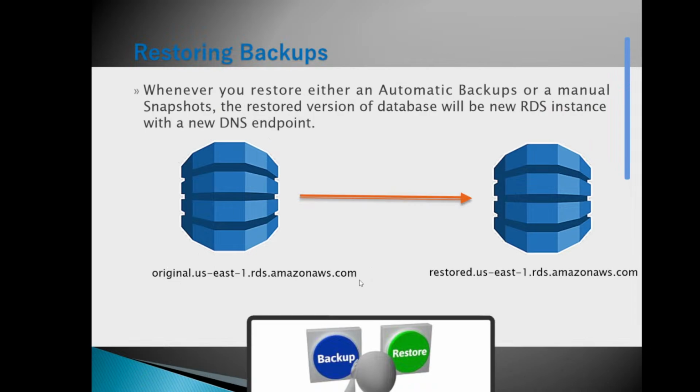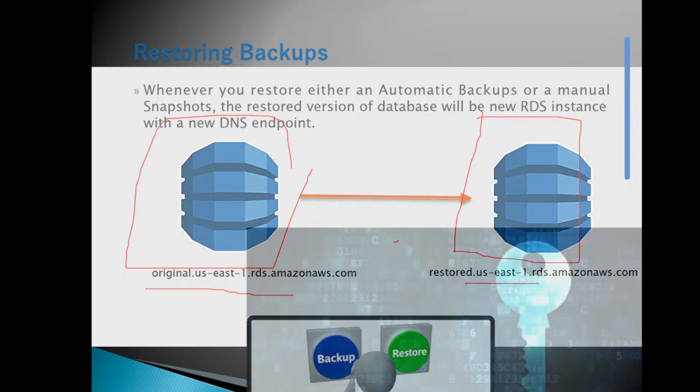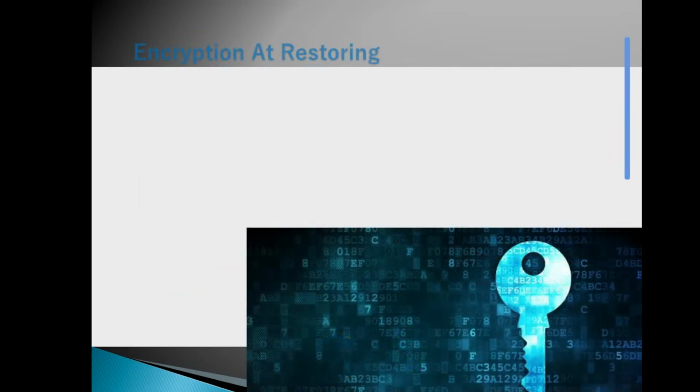So whenever you restore either an automatic backup or a manual backup, the restored version of the database with the new RDS instance will have a new DNS endpoint. So the URL is going to change. That's it. Otherwise, all the things will be similar. Why? Because this RDS machine was on a different EC2 machine previously. Now it will be on different hardware altogether. Clear?